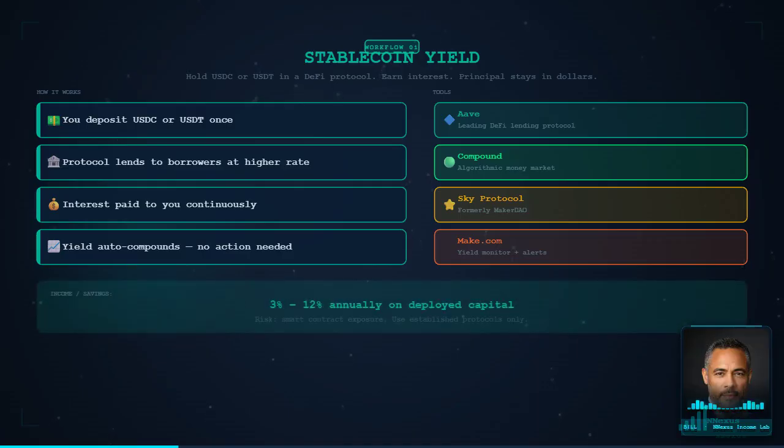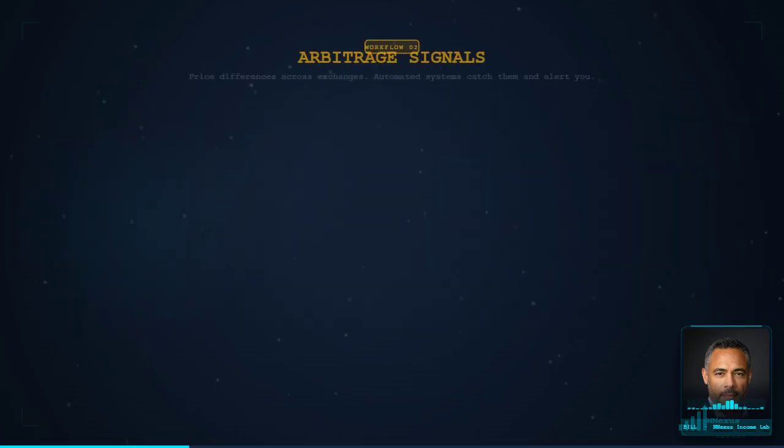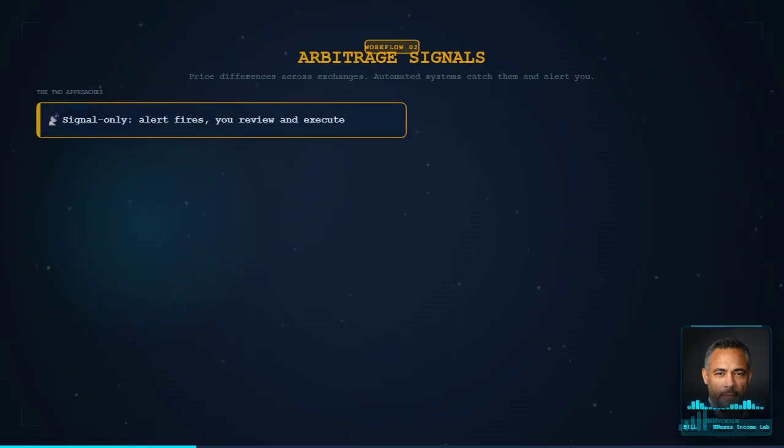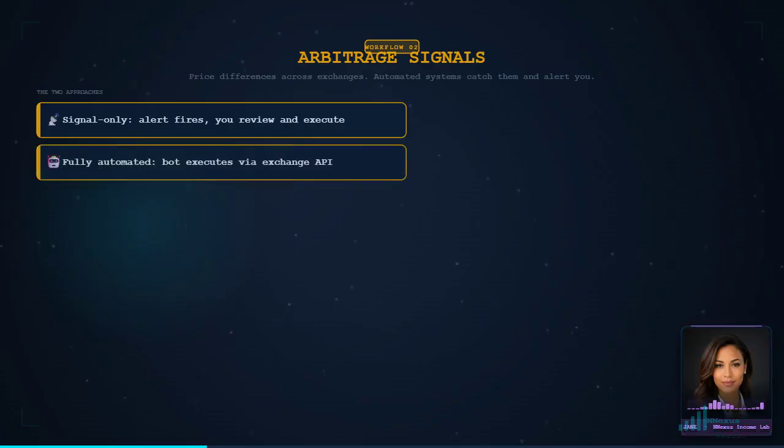The automation layer. You deposit once. The protocol compounds your yield automatically. Make.com monitors your position and alerts you if yield drops below your threshold or if a protocol risk event is flagged.